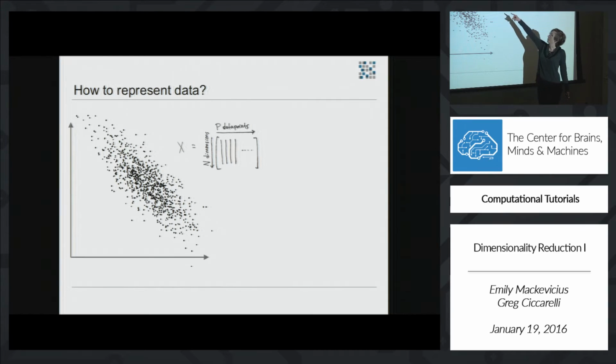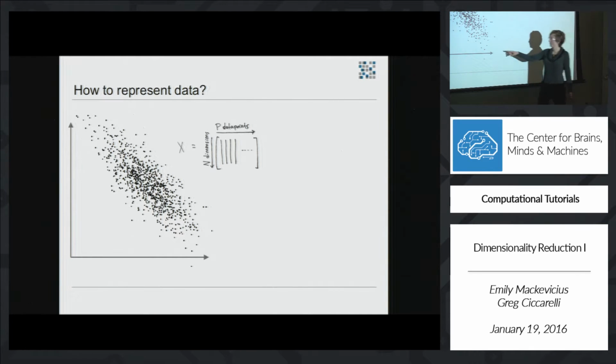And so now I can represent that data in a matrix where I have n dimensions, in this case 2 that I've recorded, and I also have p data points, in this case 1,000. So that's how, in a matrix, we usually represent data.